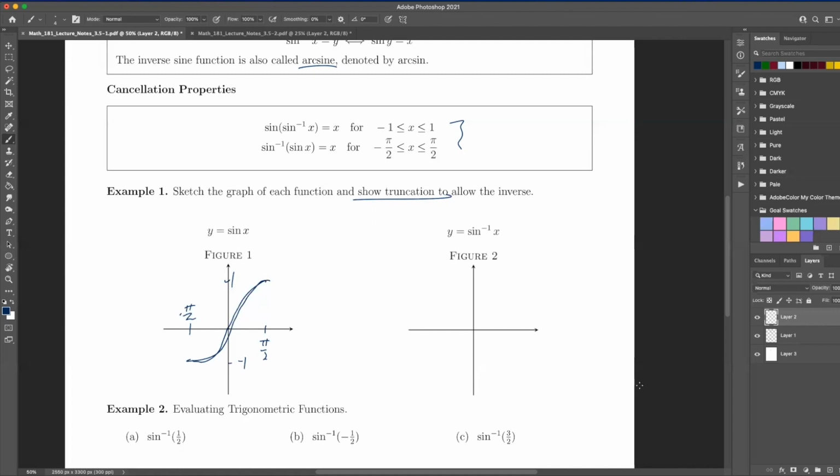So inverse sine is just a reflection of that. And so it looks kind of like this, where this is -1, and this is 1. And then here, this is minus pi over 2 to pi over 2. So that's what we do.